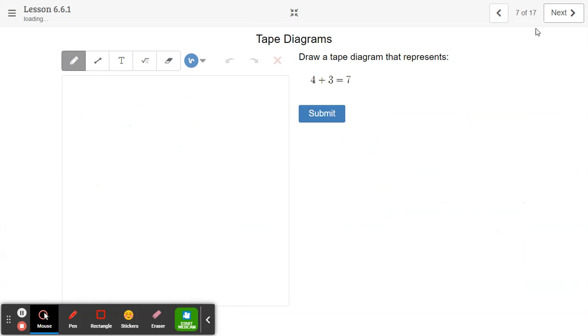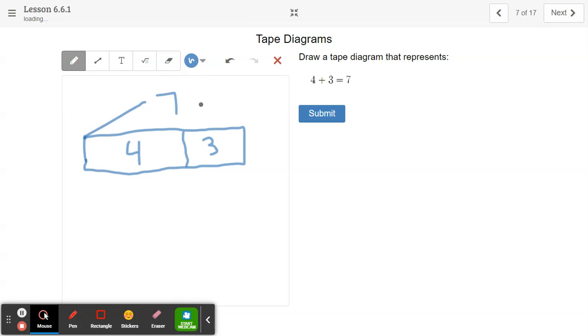For this one, 4 plus 3. So here's my box. 4 plus 3 means I have 4 and I add 3, and together that's 7. I also could have put the 3 in the front and the 4 in the back. That would be the same.